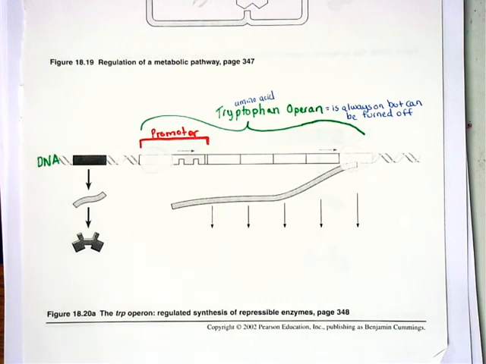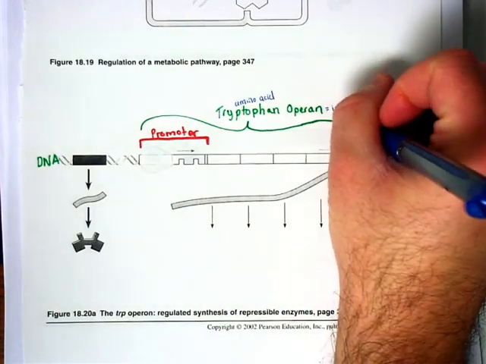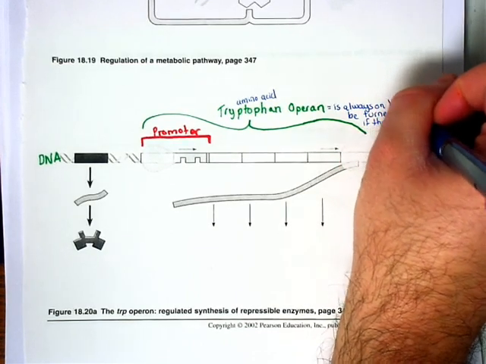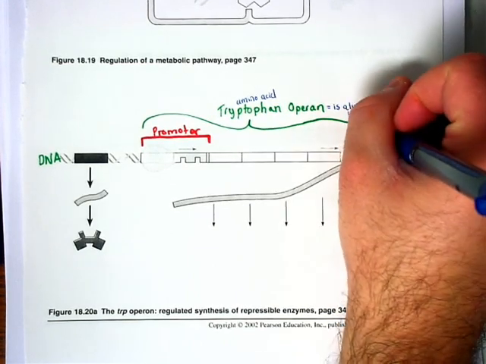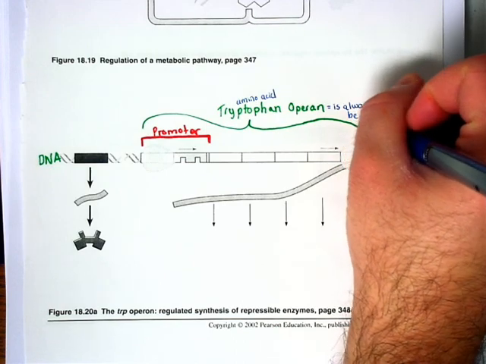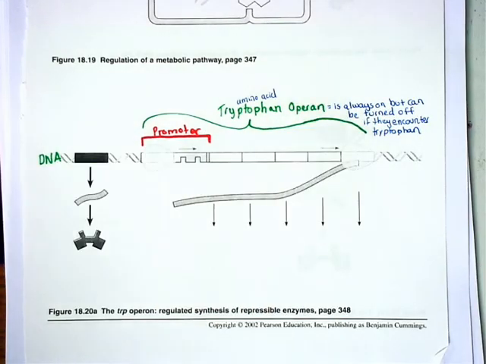But what would happen, in theory, if the bacteria started growing or you transplanted the bacteria onto a media, onto a plate that was containing tryptophan? Would they need to make it anymore? So it's always on, but it can be turned off if they encounter tryptophan. So it's not always on? It's always on, except it can be turned off.